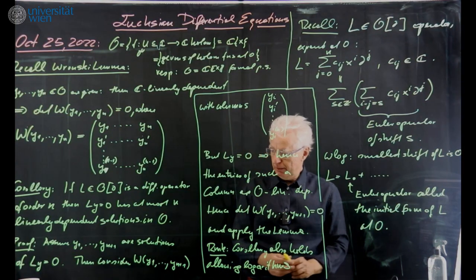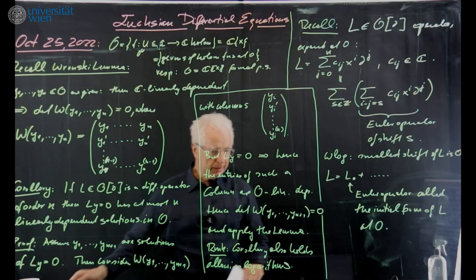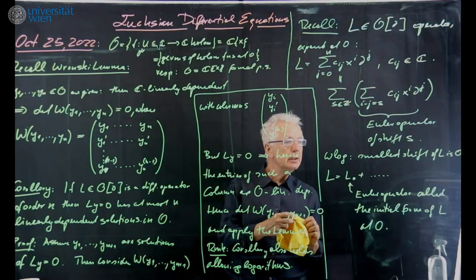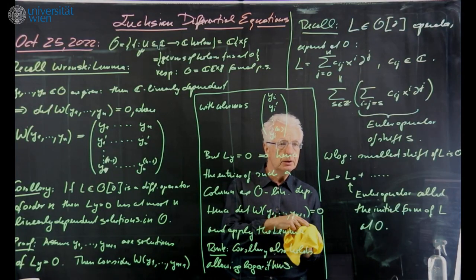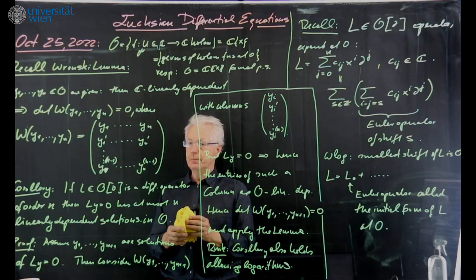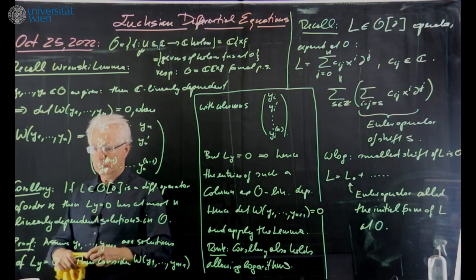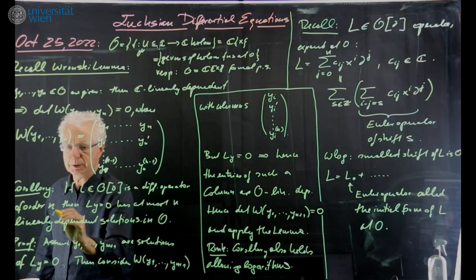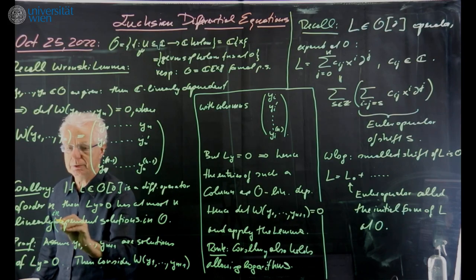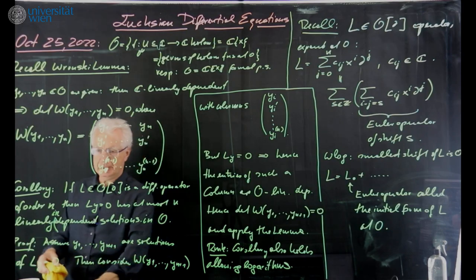So already now I have to erase. Before you erase the statement of the corollary, I think it should be linearly independent solutions. It's pretty clear from the statement. Yes, this is a typo here. Thank you very much. Independent, of course, yes. Thank you. So I can erase now.